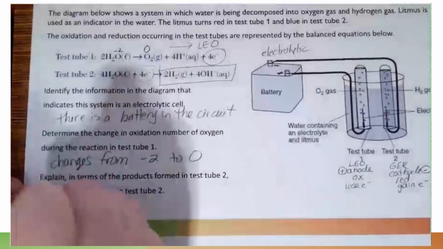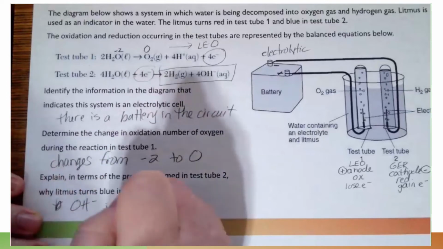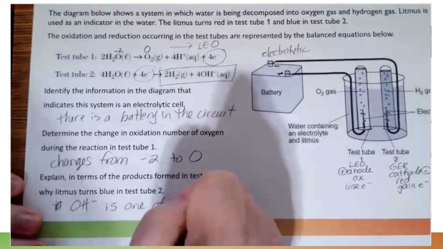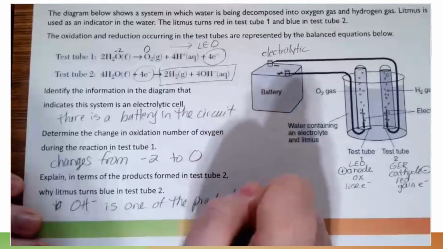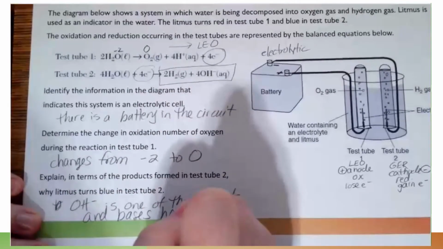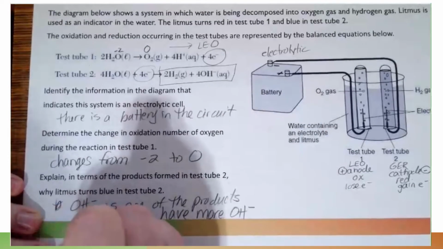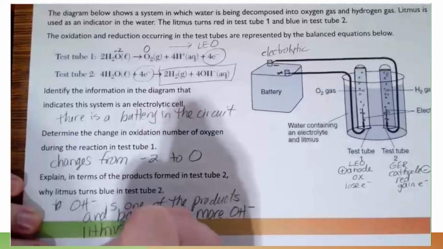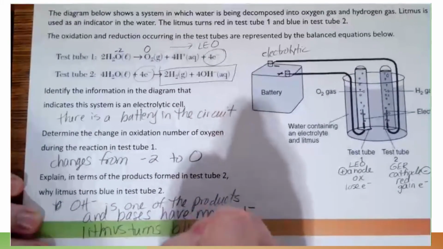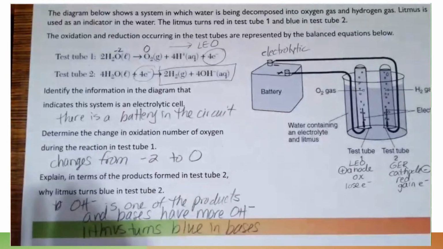So what in the products? Oh, so let's see. OH negative is one of the products, and bases have more OH negative. Litmus turns blue in bases. All right, so there we go.